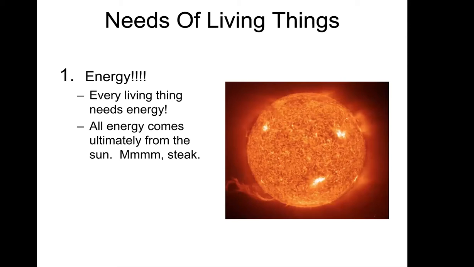Energy is something else that living things need. Now, that rock that I showed you earlier, does it need energy? No, because that rock is just going to be laying around doing nothing. Every living thing needs energy. All energy comes from the ultimate energy source that we call our sun. Now, without the sun, life on our planet could not and would not exist.